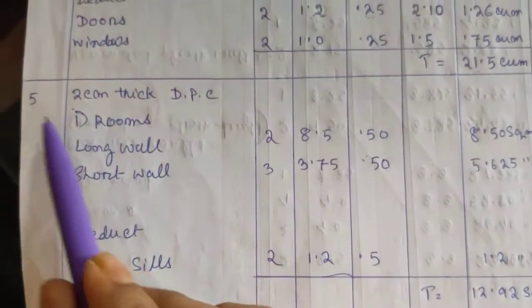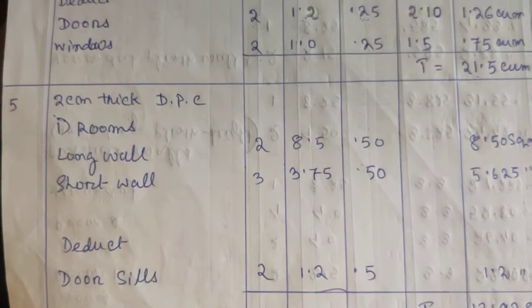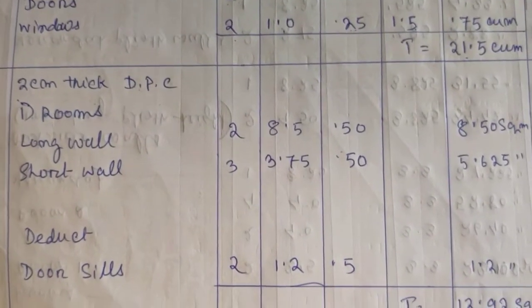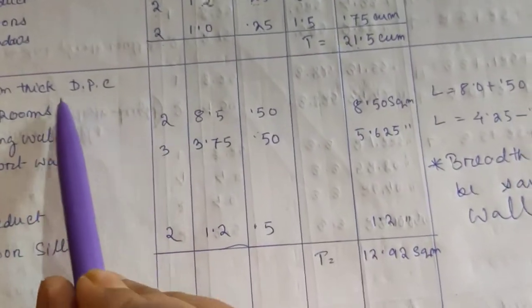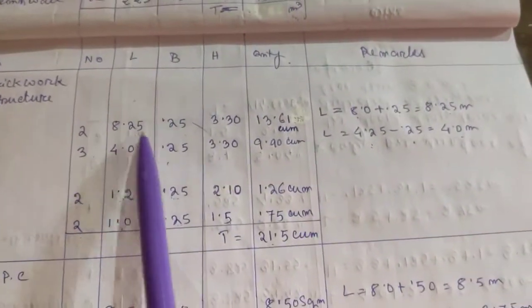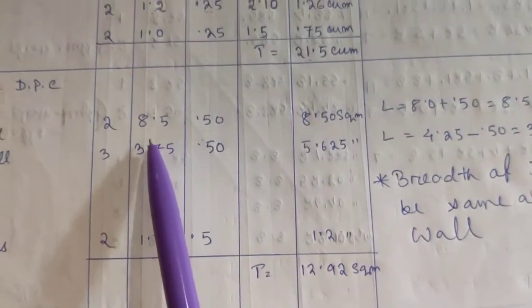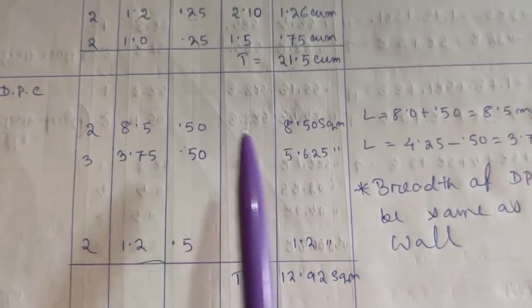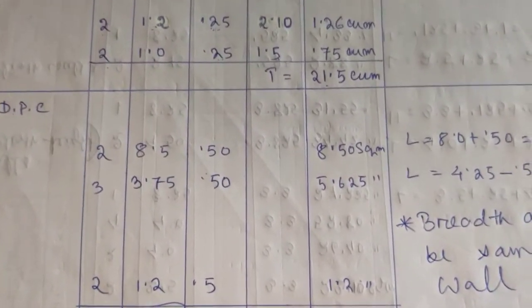So the next item is item number 5, 2 centimeter thick DPC, that means damp proof course, which has been applied at the plinth level. As we have already discussed, DPC is always measured in square meter. Whenever there are all three dimensions, length, breadth and height, the quantity will come in cubic meter. And when there are only two dimensions, length and breadth or length and height, then it will come in square meter. DPC will always be measured in square meter.